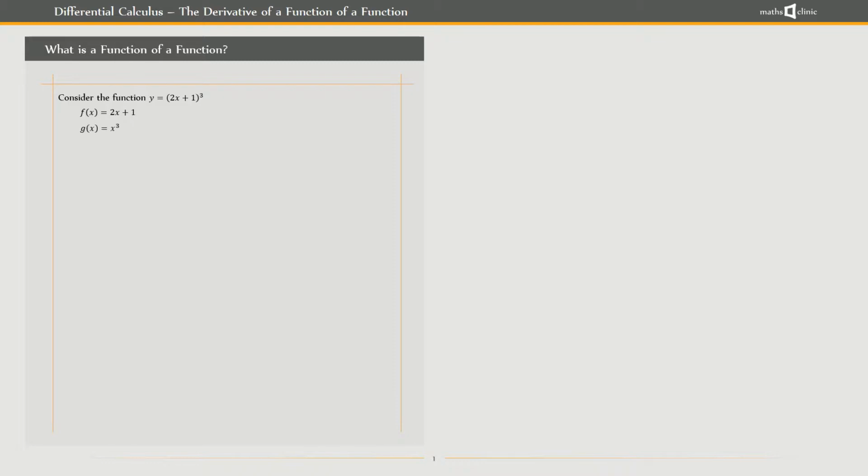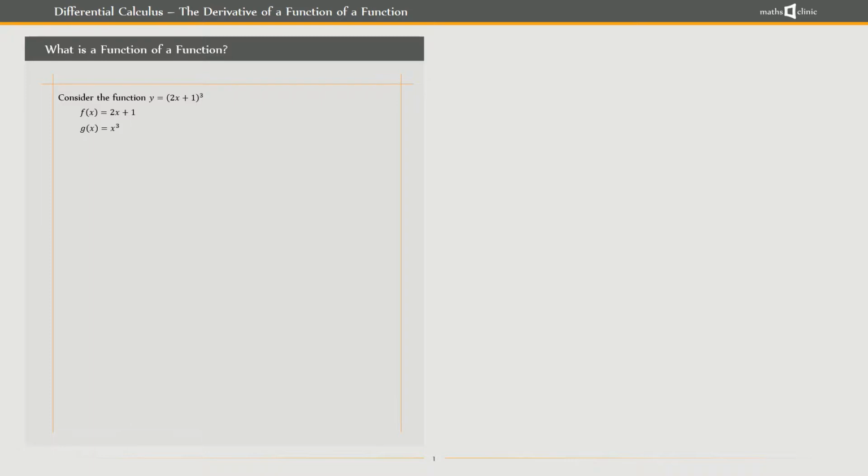Now let's consider this other function, g of x equals x cubed. If I put an input into this function, it would give me another output, g of x. Something you notice is that if I actually wanted to get the output y, i.e. y equals (2x plus 1) all cubed, I'd put my x value into f of x and get a result, then take that result and put it into g of x, and I'll get my final answer for y, my final output.